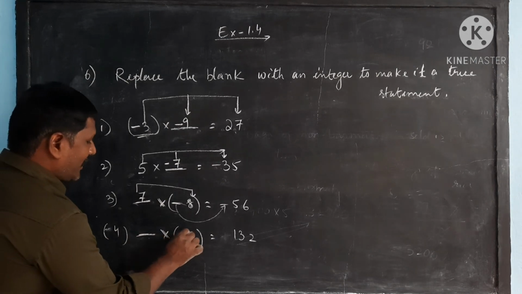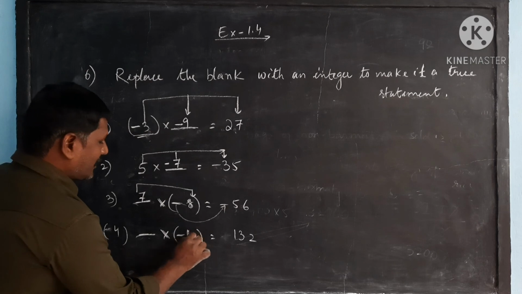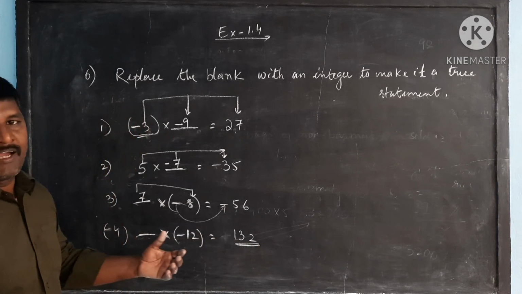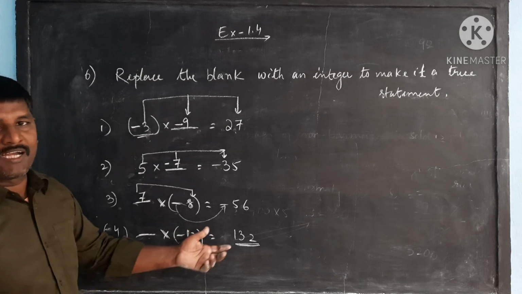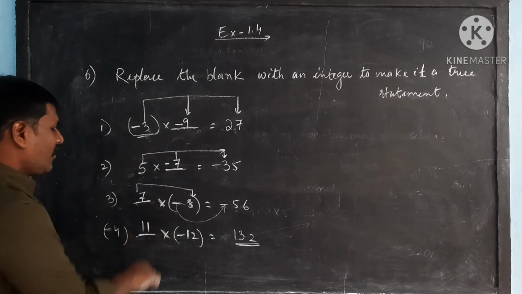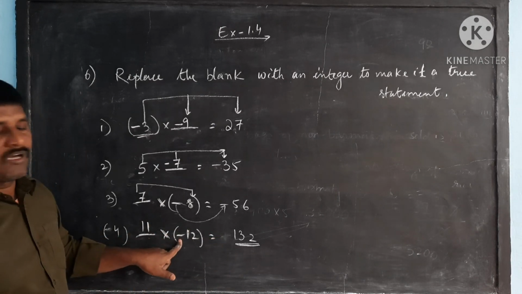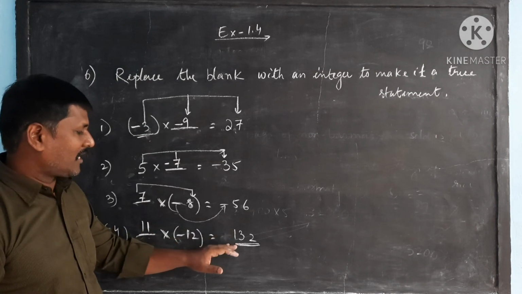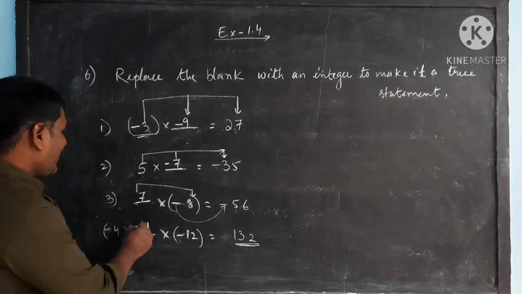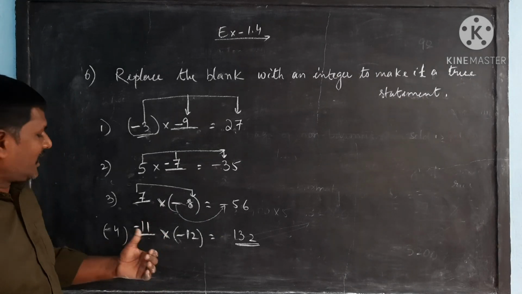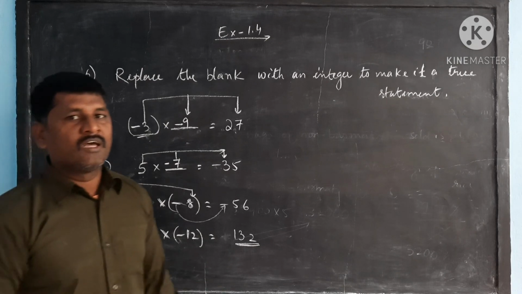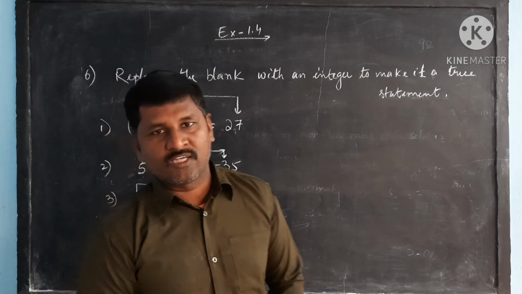Blank into minus 12 is equal to 132. So what number should be multiplied by 12 to get 132? That is 11. But here there is a minus number and there is no minus in the answer, so you have to add a minus symbol to the blank, then minus into minus will be plus. Minus 11 into minus 12 is equal to 132. Now exercise 1.4 is over.